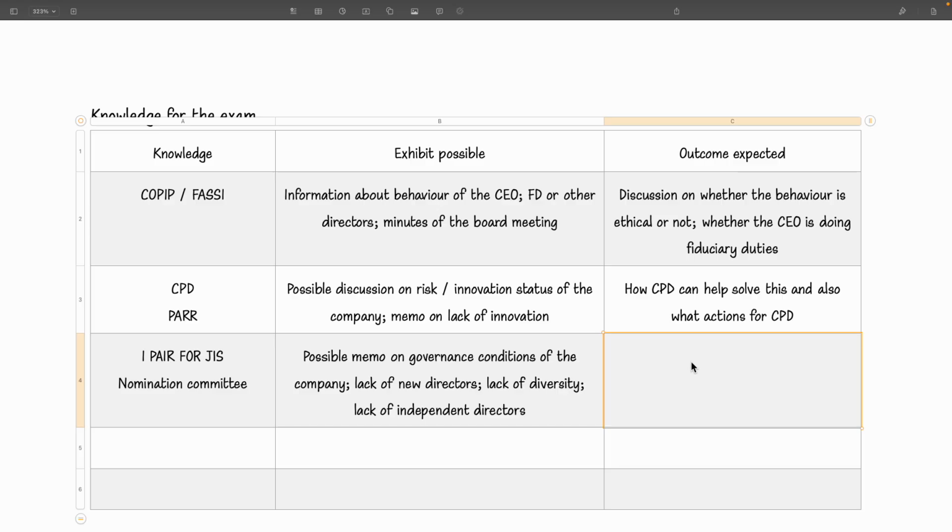So here, the way I look at it, there could be an issue with IPAIR for this. I hope you can still remember what it is. The nomination committee role and what do they do? NED role, strict. These are all ideas that are kind of background knowledge, and may be tested in the exam.